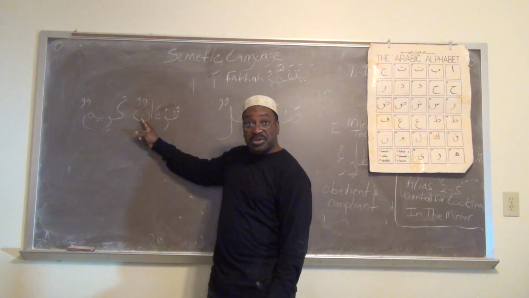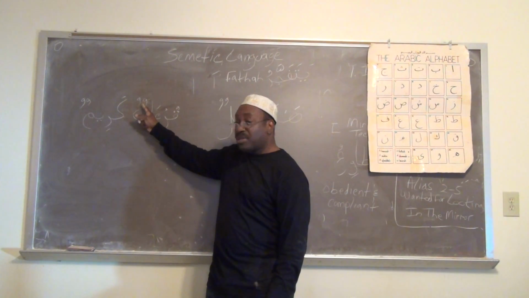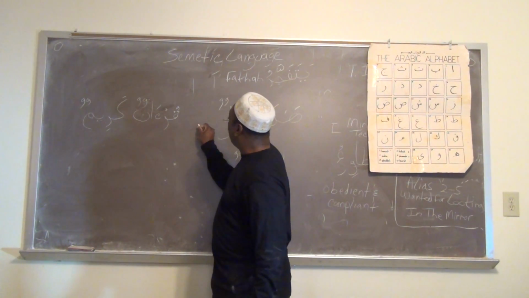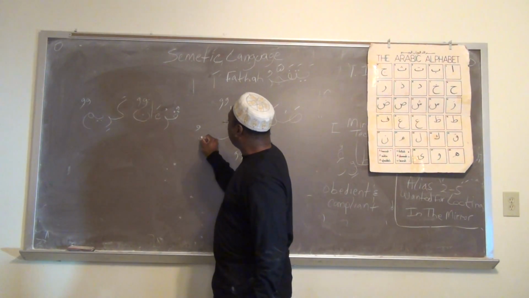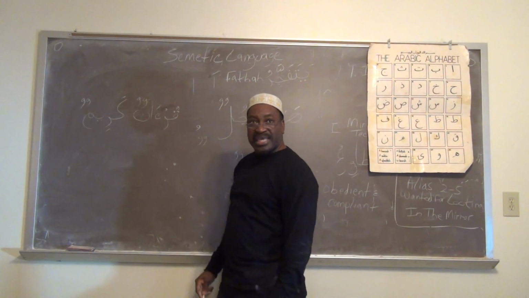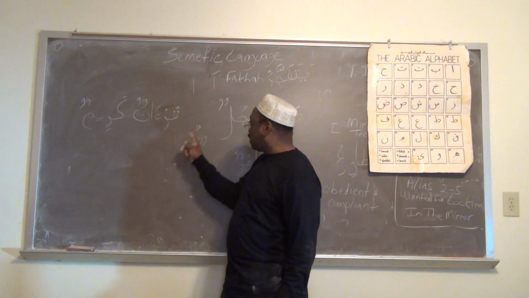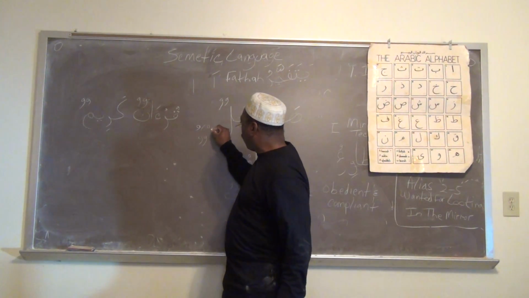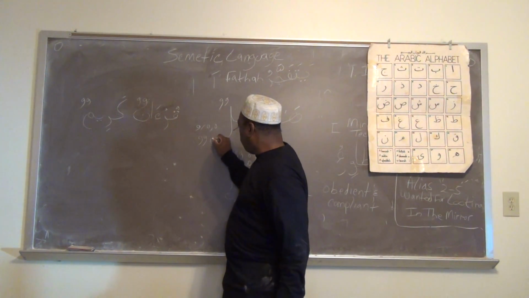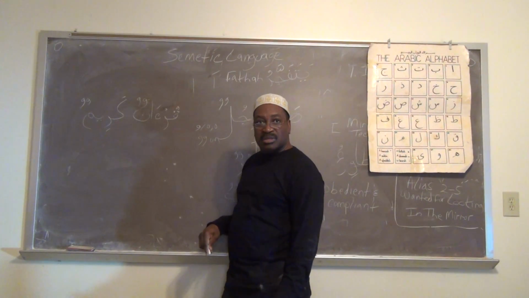And then we got what? Noon with dammatain. If it's one, it's called damma. If it's two, dammatain. See that? This gives a U sound, an O. This gives it what? An UN sound. See?